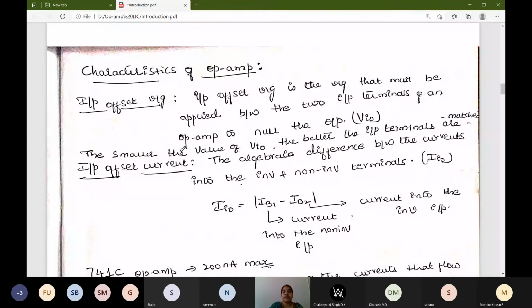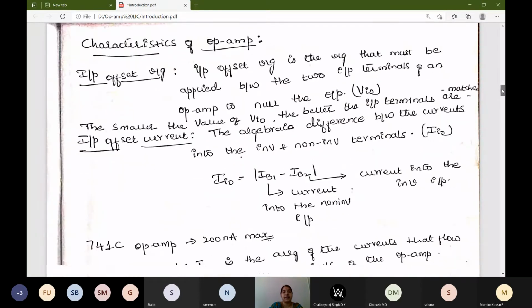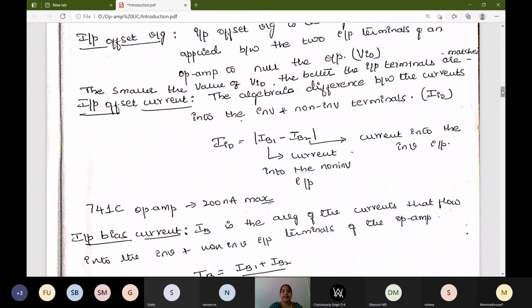What they say is, the smaller the value of VIO, the better the input terminals are matched. That is the concept. Next, what is input offset current? These are the characteristics of a practical op-amp when we do it in the lab. What is input offset current? It is the algebraic difference between the currents.